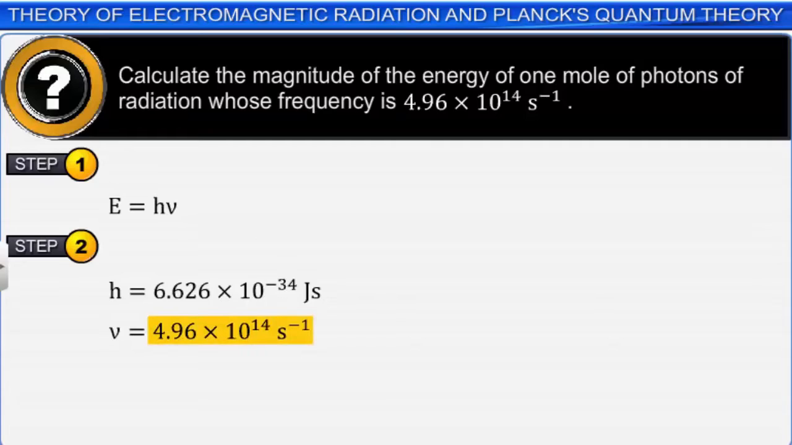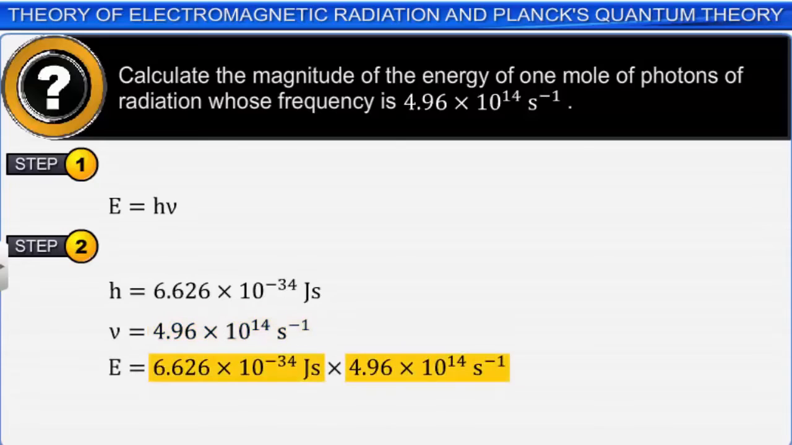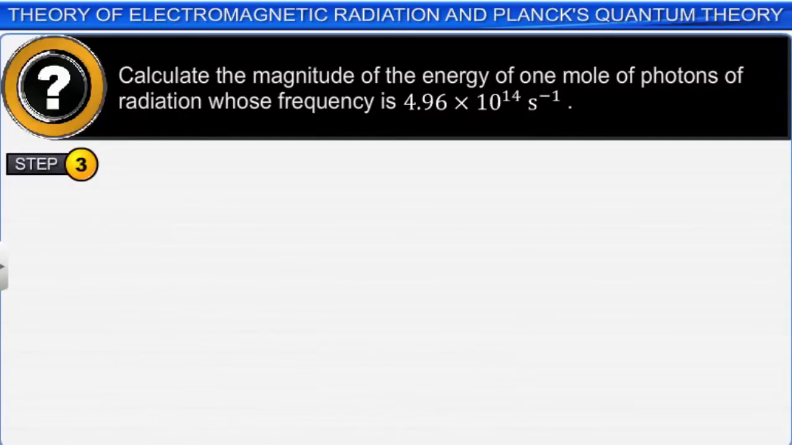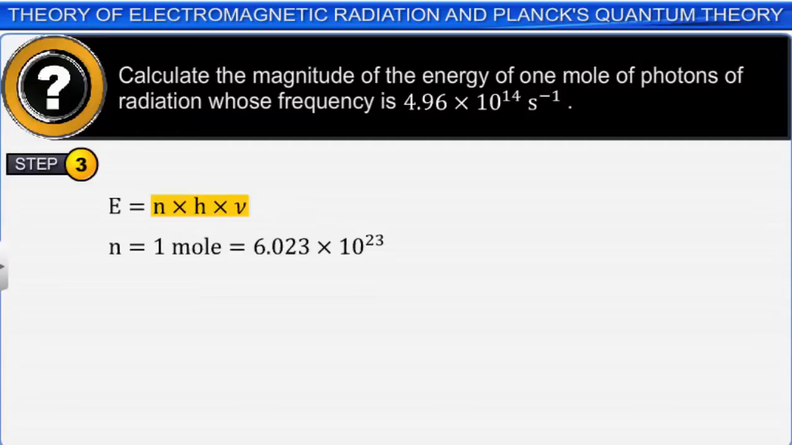that is 4.96 into 10^14 second inverse. Computing and solving, finally we will get 3.286 into 10^-19 joules. The third step involves writing the expression to calculate the energy associated with 1 mole of photons, that is E is equal to n h nu. Here n is 1 mole, that is 6.023 into 10^23.